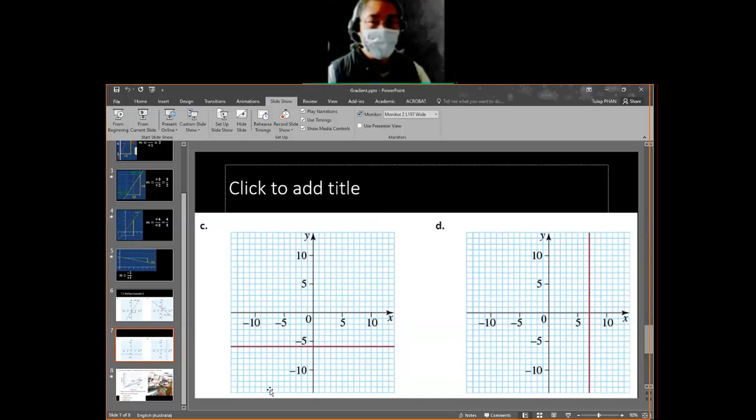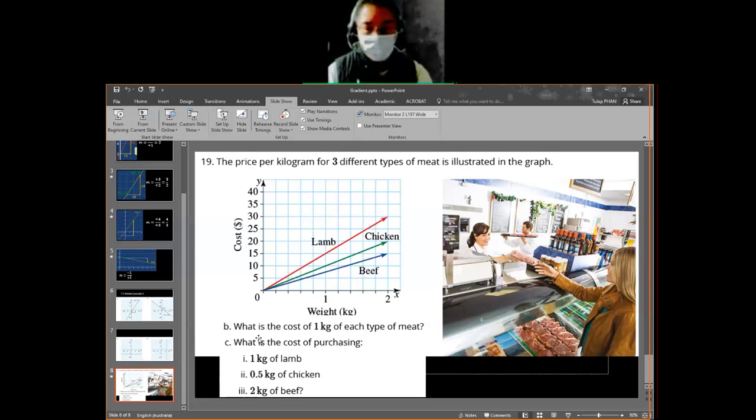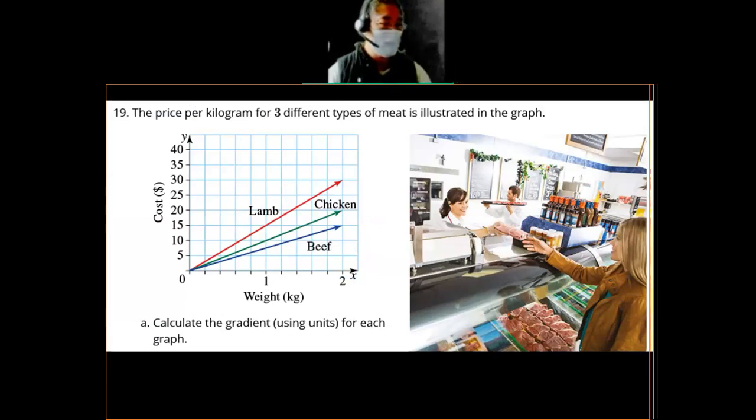Now the last thing I want to mention, so hopefully it gives you a better idea how to calculate the gradient. Have a look at this question. You have a graph here, 3 different straight lines, different colors that represent different meat. Vertically you have the cost in dollars, and across it's the weight in kilograms, and calculate the gradient for each graph.